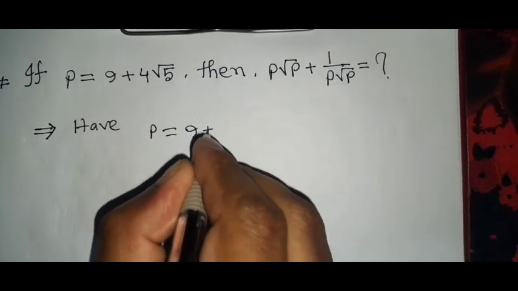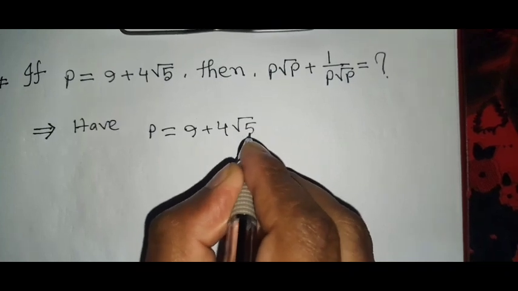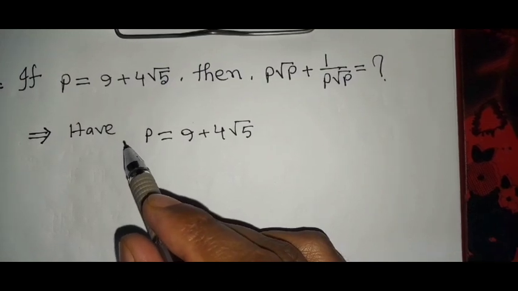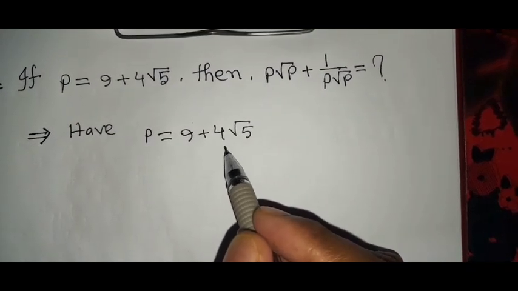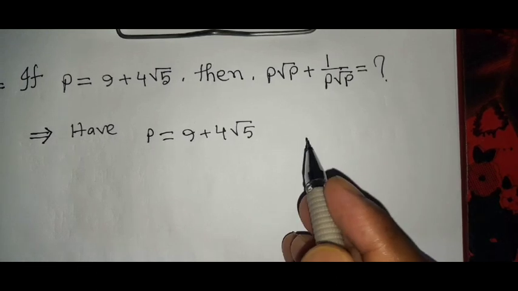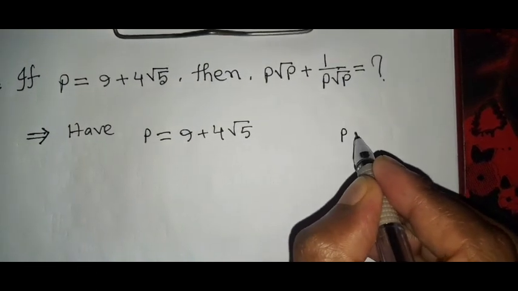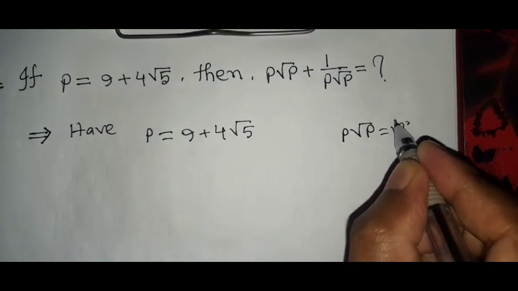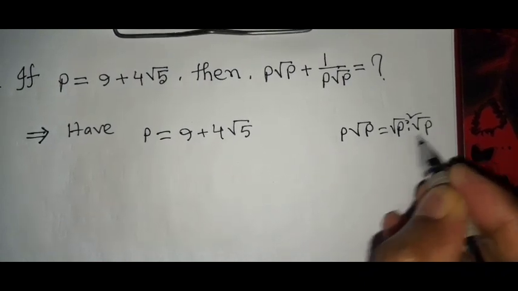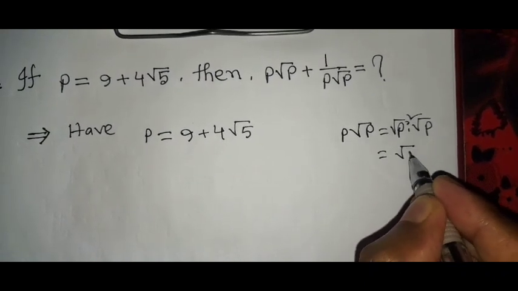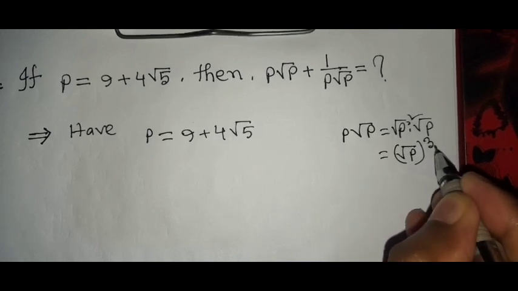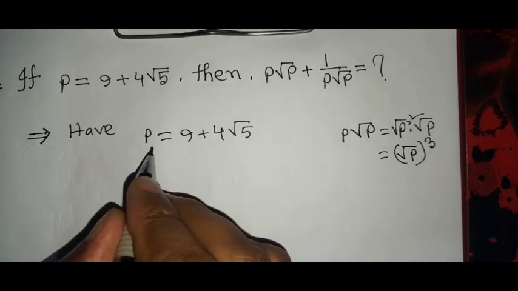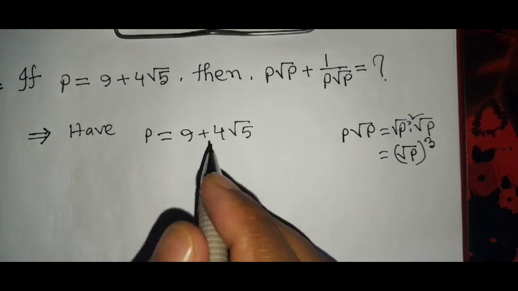p equal to 9 plus 4 root 5. So here we think p root p can be written as root p into root p, equal to p also. So here we can find out the value of root p.